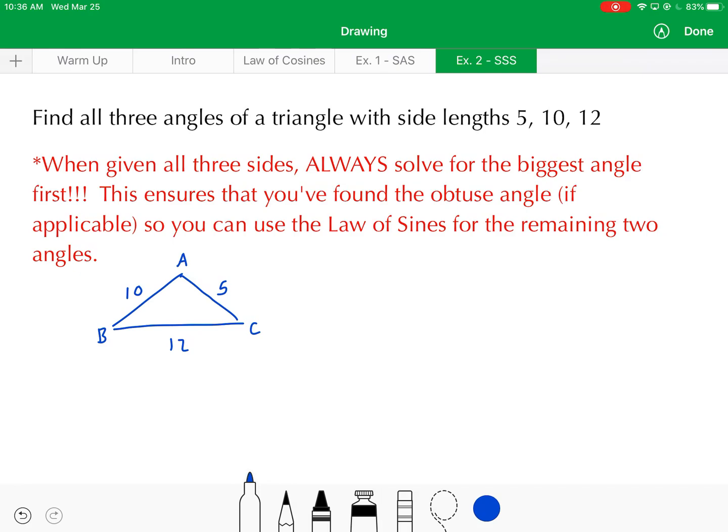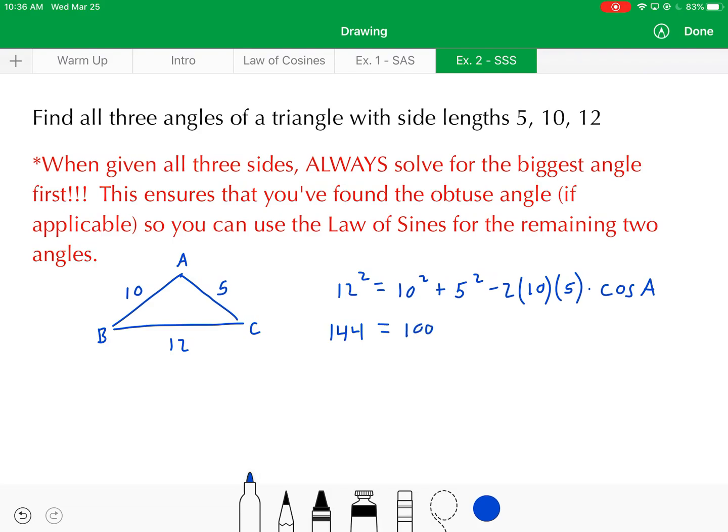So based on these side lengths here, the largest angle in this triangle is going to be the angle that is opposite the longest side, right? So in this case, that would be angle A, all right? So I'm going to set up the law of cosines for angle A here. Initially, that would look like 12 squared equals 10 squared plus 5 squared minus 2 times 10 times 5 times cosine of angle B. Or I'm sorry, angle A. All right, so let's do a little cleanup here.